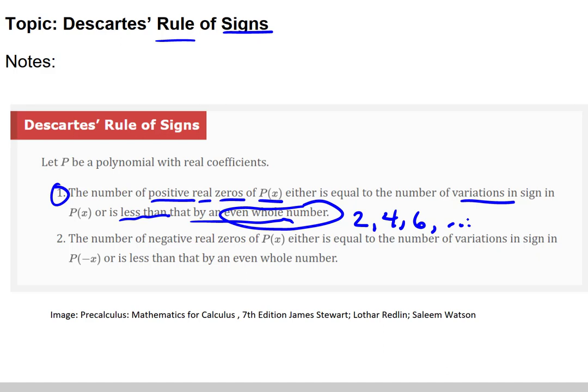All right, and then secondly, the number of negative real zeros of this polynomial is either equal to the number of variations in the sign of P of negative x or less than that by an even whole number, same kind of thing as the first one. The main idea is that we're either dealing with P of x or P of negative x and then just counting the variations in the signs of that definition.